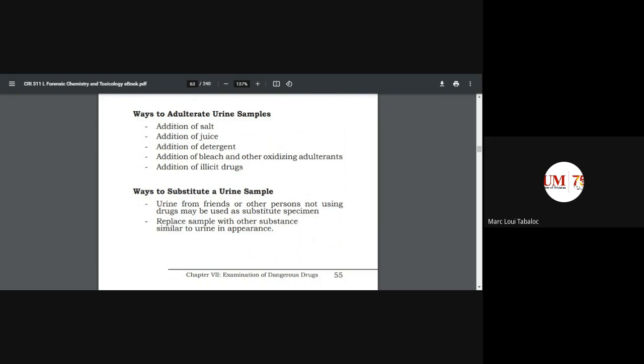Or detergent was added. The specimen will become cloudy, but again, it would be determined. Still, adulteration. Or bleach was added, or other oxidizers, or other illicit drugs were added. So those are methods to adulterate urine during drug testing, right? I'm not telling you to do it. It will still be discovered. Whether you cheat or not, it would still be identified through forensic chemistry.